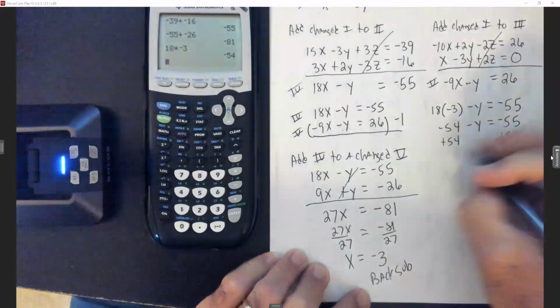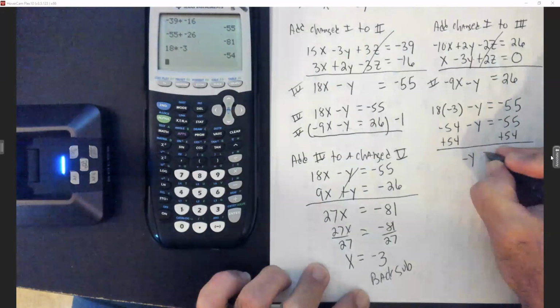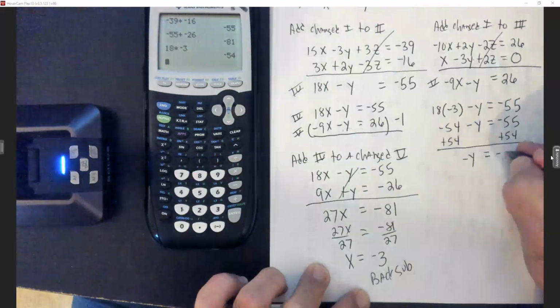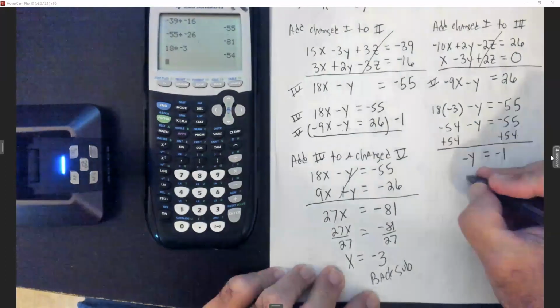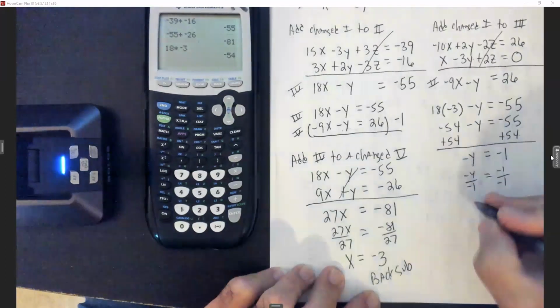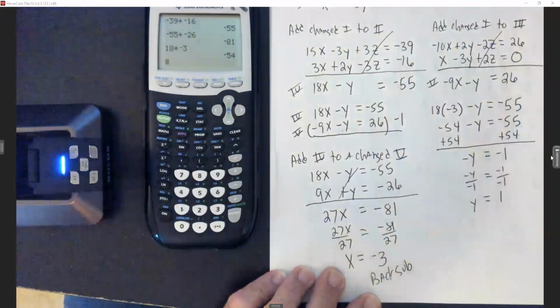So notice what that does. That gives me a negative y. Negative 55 and 54 is going to be a negative 1. But remember, y can't stay negative, so we got to divide both sides by negative 1. So that makes that a positive y equal to a positive 1.